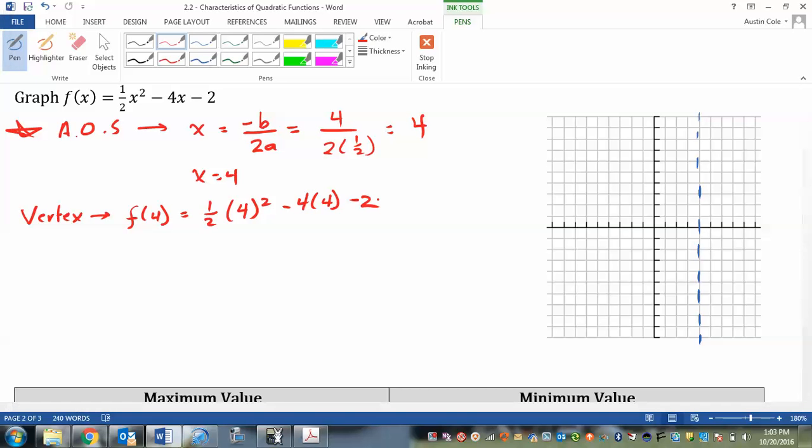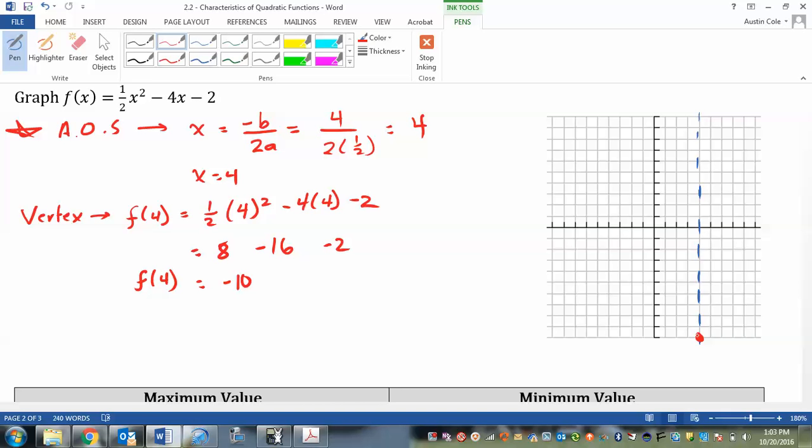Okay? I do exponents first. What's 4 squared? 16. Half of 16 is 8. Minus 4 times 4 is 16, so minus 16 minus 2. What does that give me? I should get negative 10. So f of 4 is negative 10. That means my vertex is at the point 4, negative 10. This is huge. Order of operations, we have to square first, then multiply.